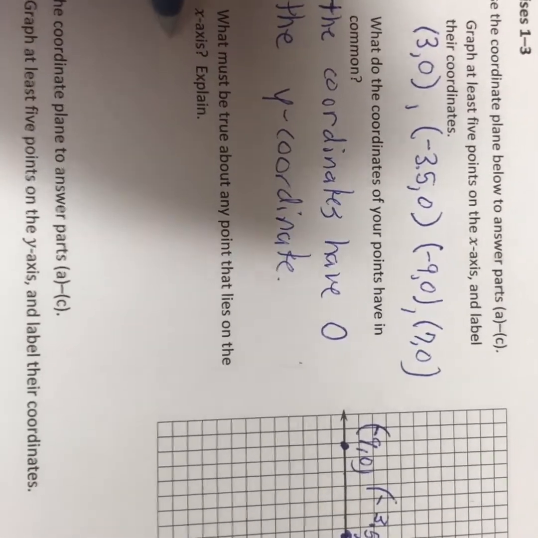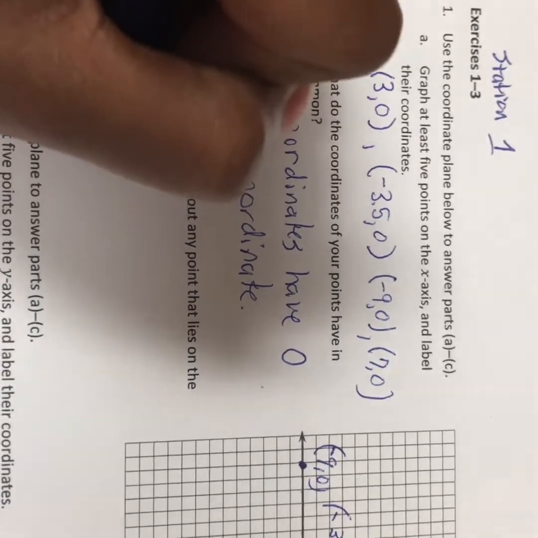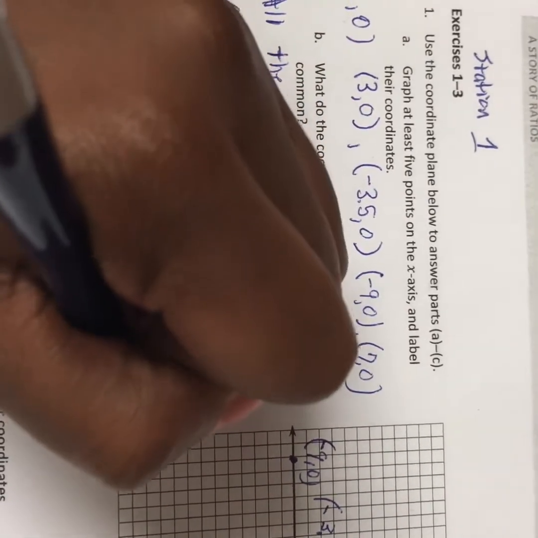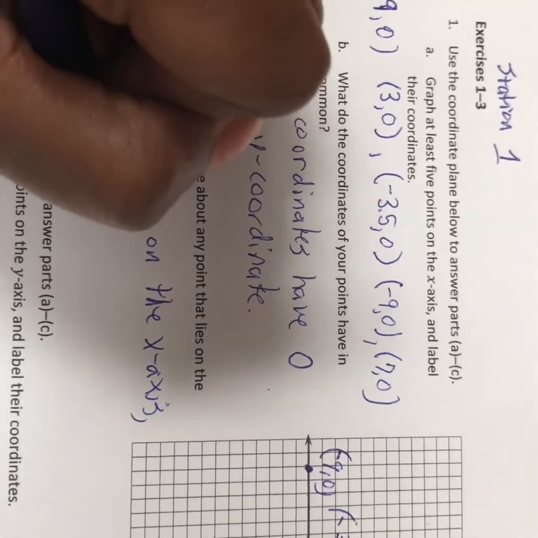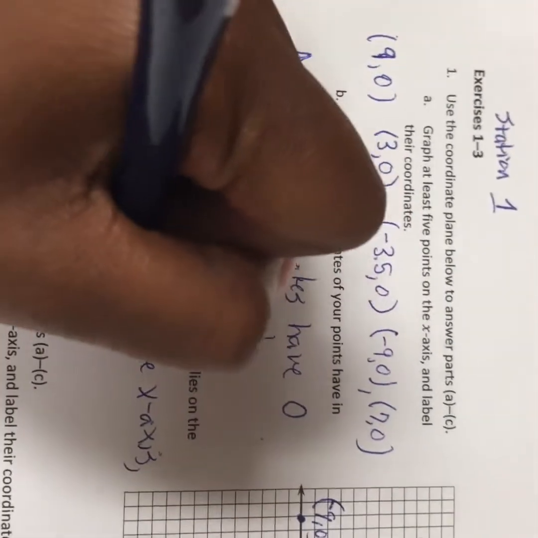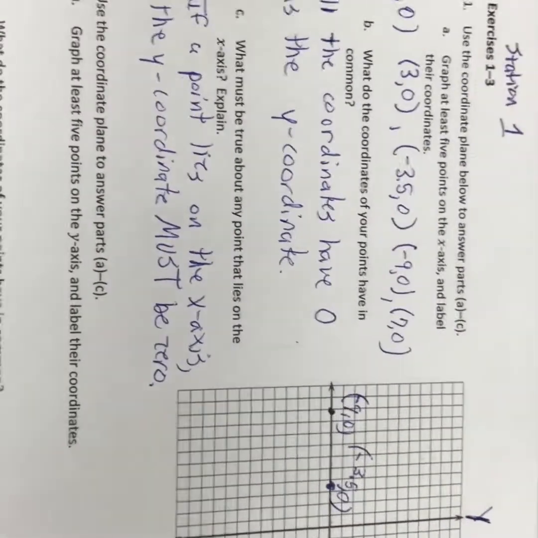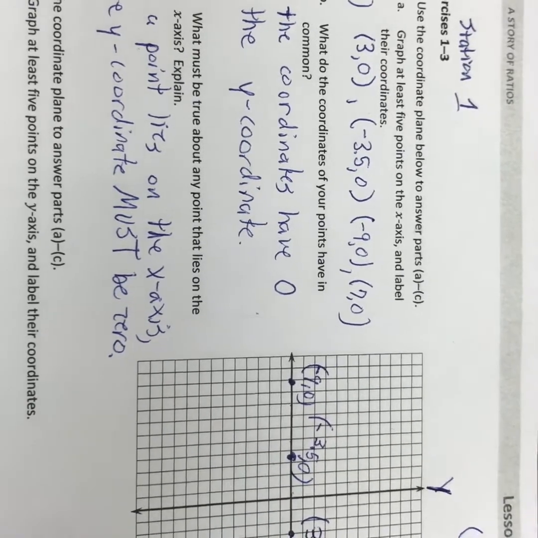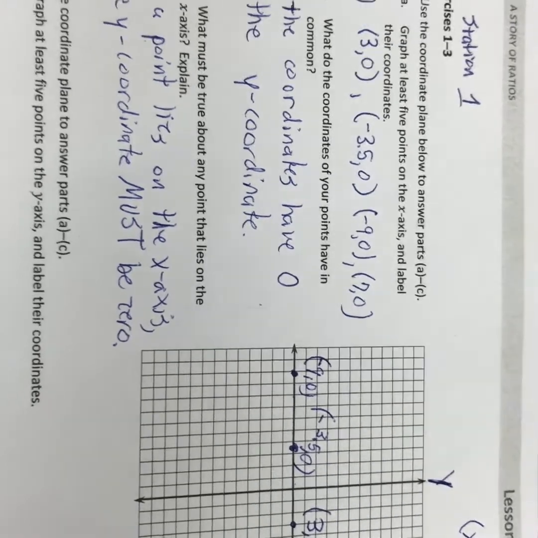So if a point lies on the x-axis, the y coordinate must, and I'm going to put that in all caps to emphasize, must be 0. Now, if I'm going too slowly, please feel free to speed it along. If I'm going too fast, please feel free to slow it down and pause.